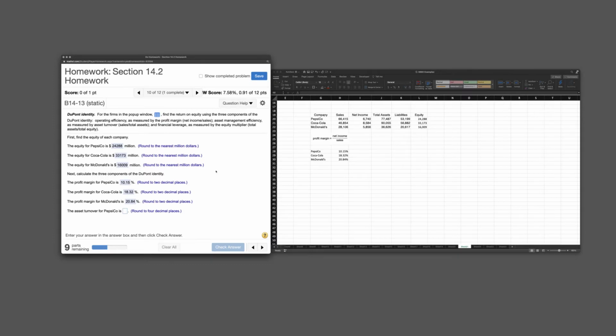Let's move on to our asset turnover. Okay, so this is one component of the DuPont identity. We have to multiply, and basically we're going to multiply all three components and get our total return on equity. But our next component is our asset turnover. Okay, so if we look at asset turnover, starting back with PepsiCo again, we're going to take our sales divided by our total assets.